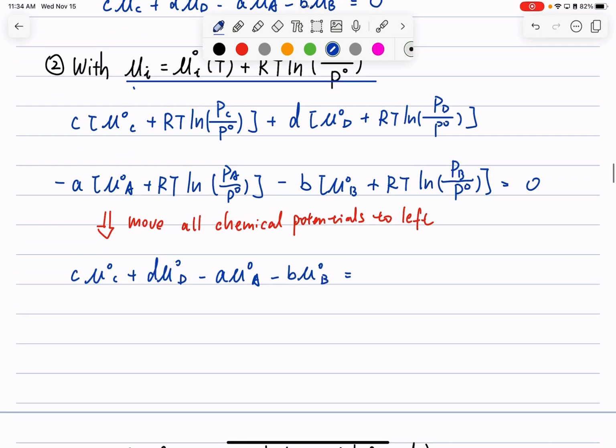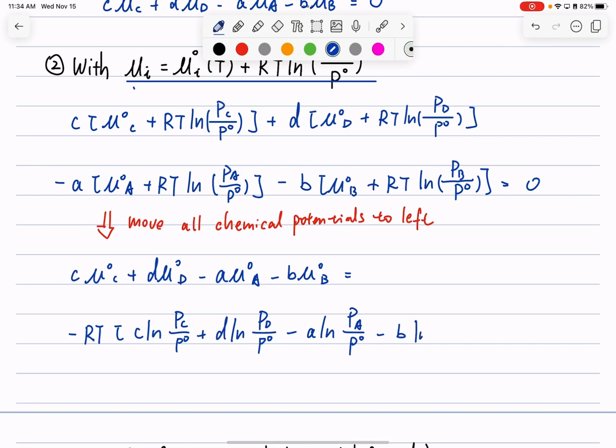So what do we have? Let's say negative RT, you're just taking that constant out. You have your coefficient C ln PC over P naught plus D ln PD over P naught minus A ln PA over P naught minus B ln PB over P naught. All right, just moving the terms.